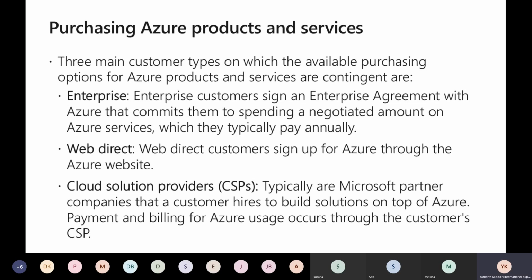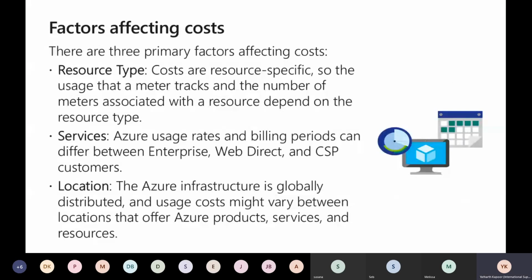We align them to a partner. Our partner basically builds the solutions on Azure, and the payment happens through the customer's own billing channel to the CSP. So this third one is the one that we work upon, cloud solution providers. We work with multiple partners in the region. Microsoft prefers to call them CSPs.